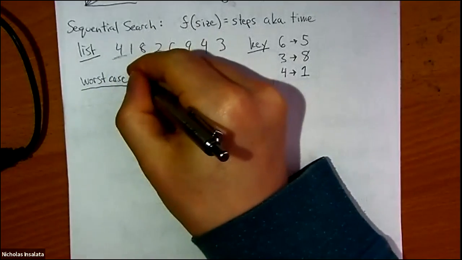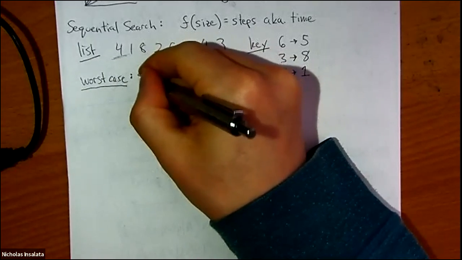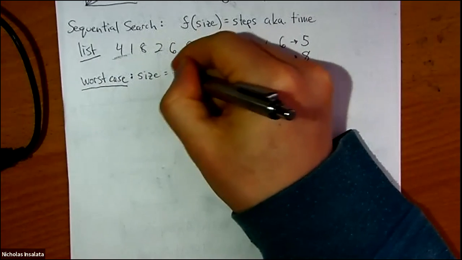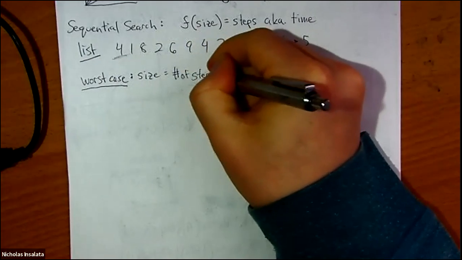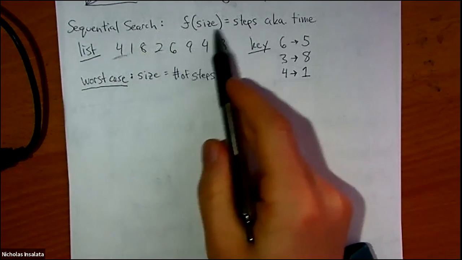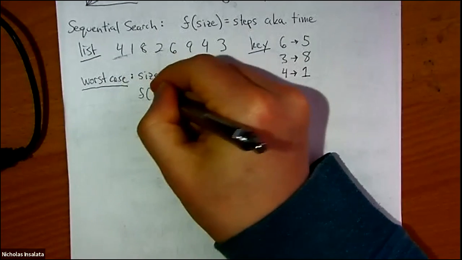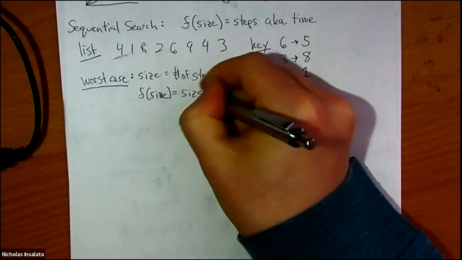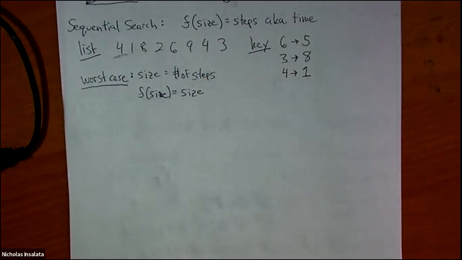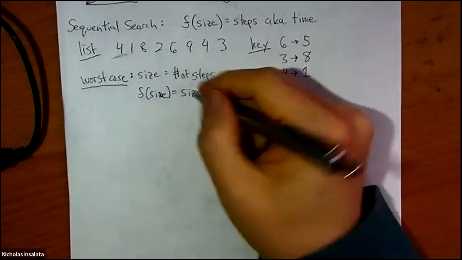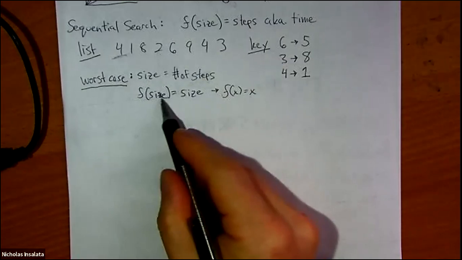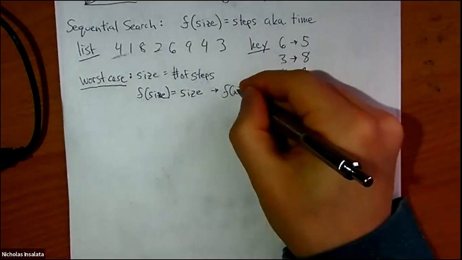The size of the list, right? The worst case is the size of the list, number of steps, right? And so what I'm looking at is this idea f of size equals size. So what kind of a function is this? Linear, right? This is the same thing as saying, f of x equals x. We got the same thing here, size, x, right?